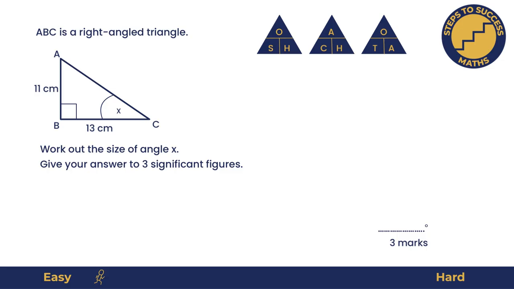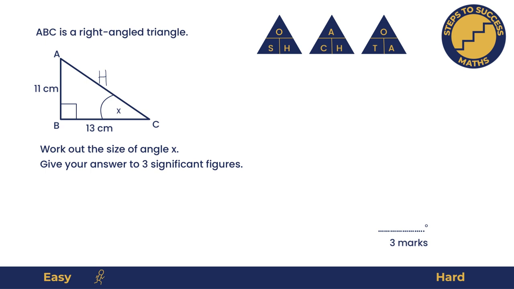ABC is a right-angled triangle. Work out the size of angle X. Give your answer to 3 significant figures. Okay, so whenever you get a question like this with a mixture of sides and angles, lengths and angles, you need to think of these 3 little triangles. I've popped them up at the top of the page for us, so we've always got them. Now remember, the hypotenuse is always the longest side and it's always opposite to the right angle. So this is the hypotenuse.